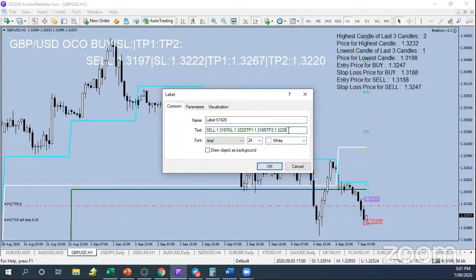TP2 will be double the risk that we're taking. So again, 25 pips becomes 50. 50 pips from 1.3197 is 1.3147.